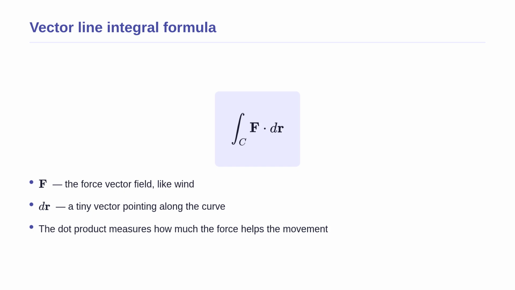The bold F represents the force vector field, like the wind pushing against you. The dr is a tiny vector pointing along the curve, representing your tiny step forward. The dot in the middle represents the dot product operation, which filters out any sideways forces. If the force aligns perfectly with your movement, the dot product is large and positive. If the force is perpendicular, the dot product is 0, meaning no work is done.